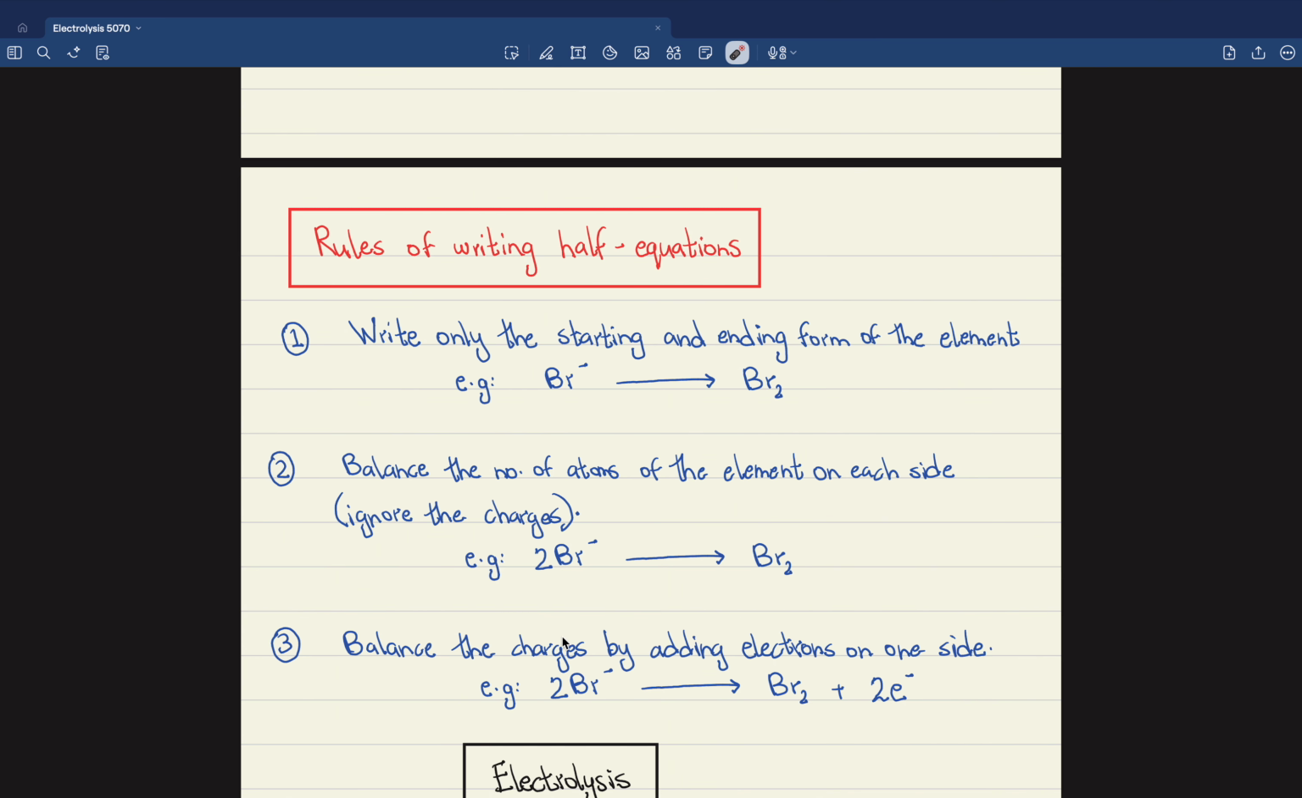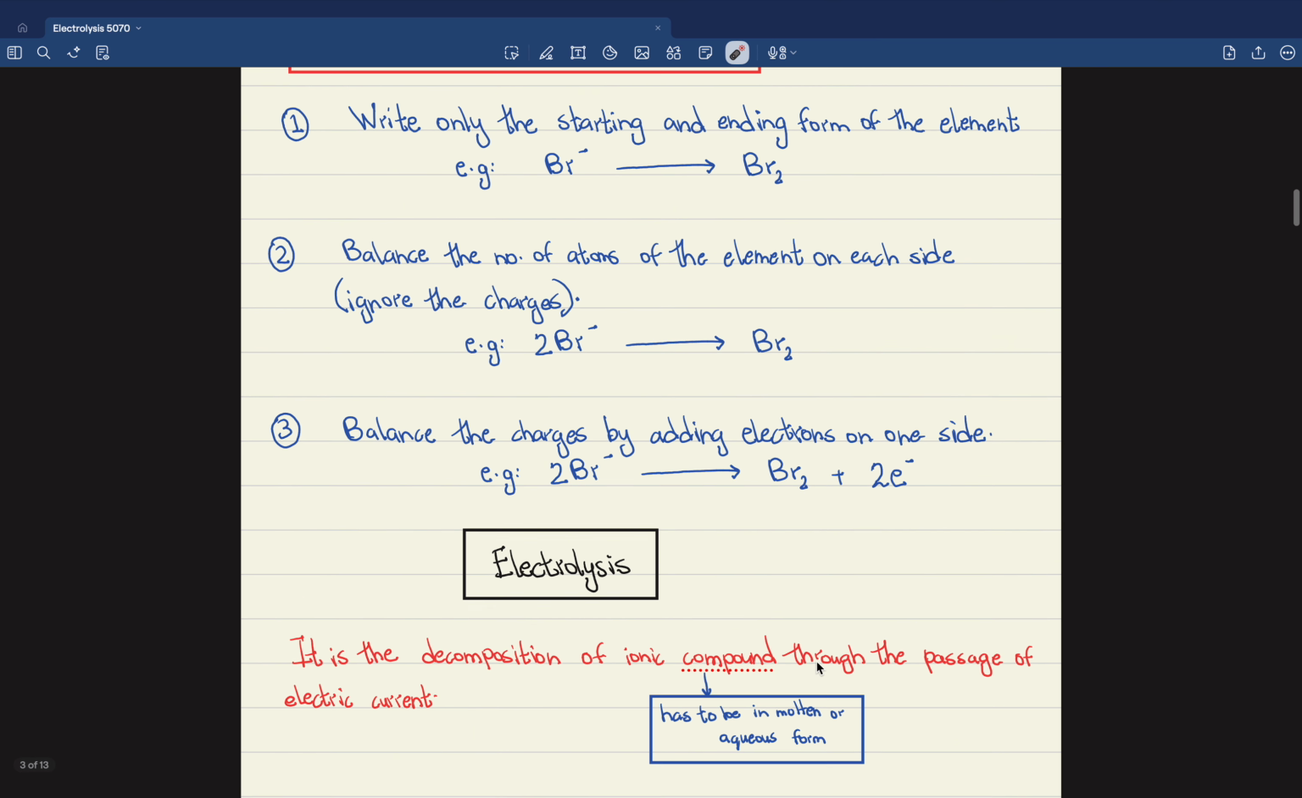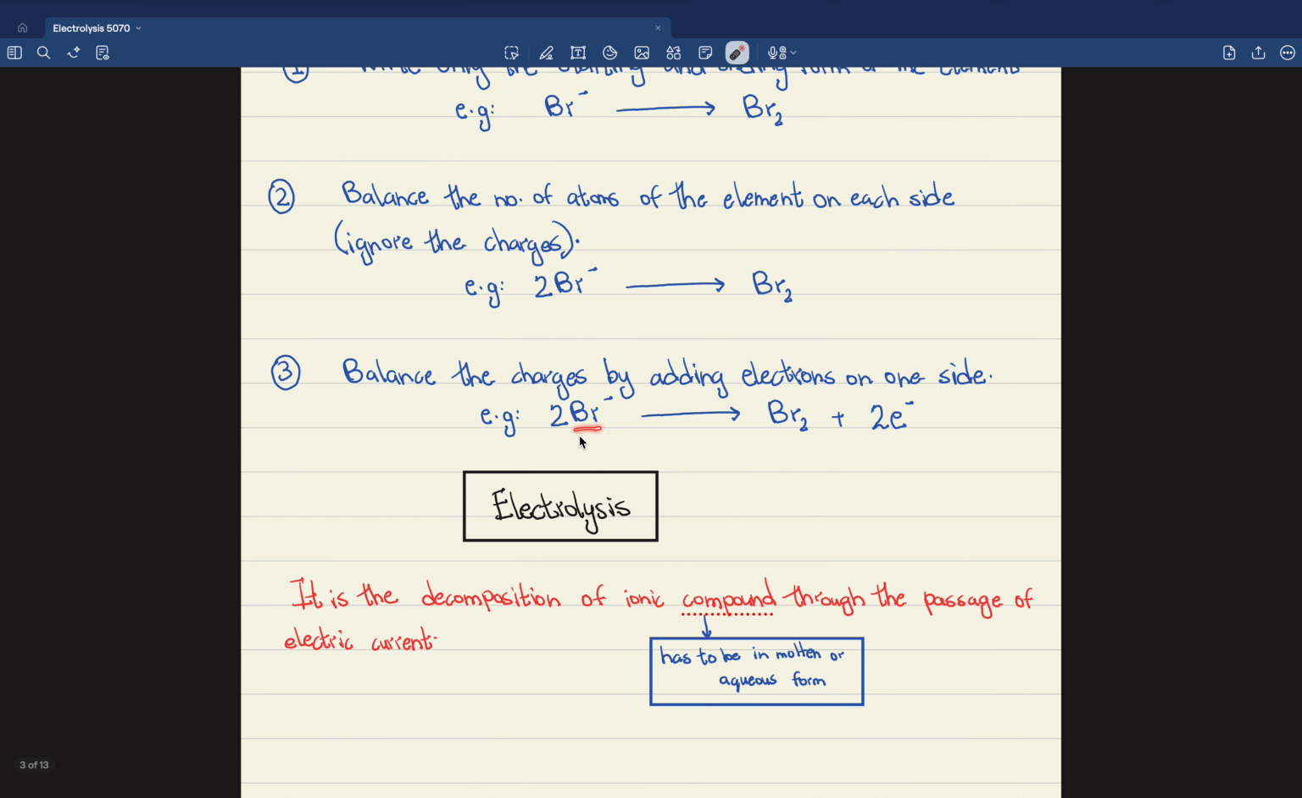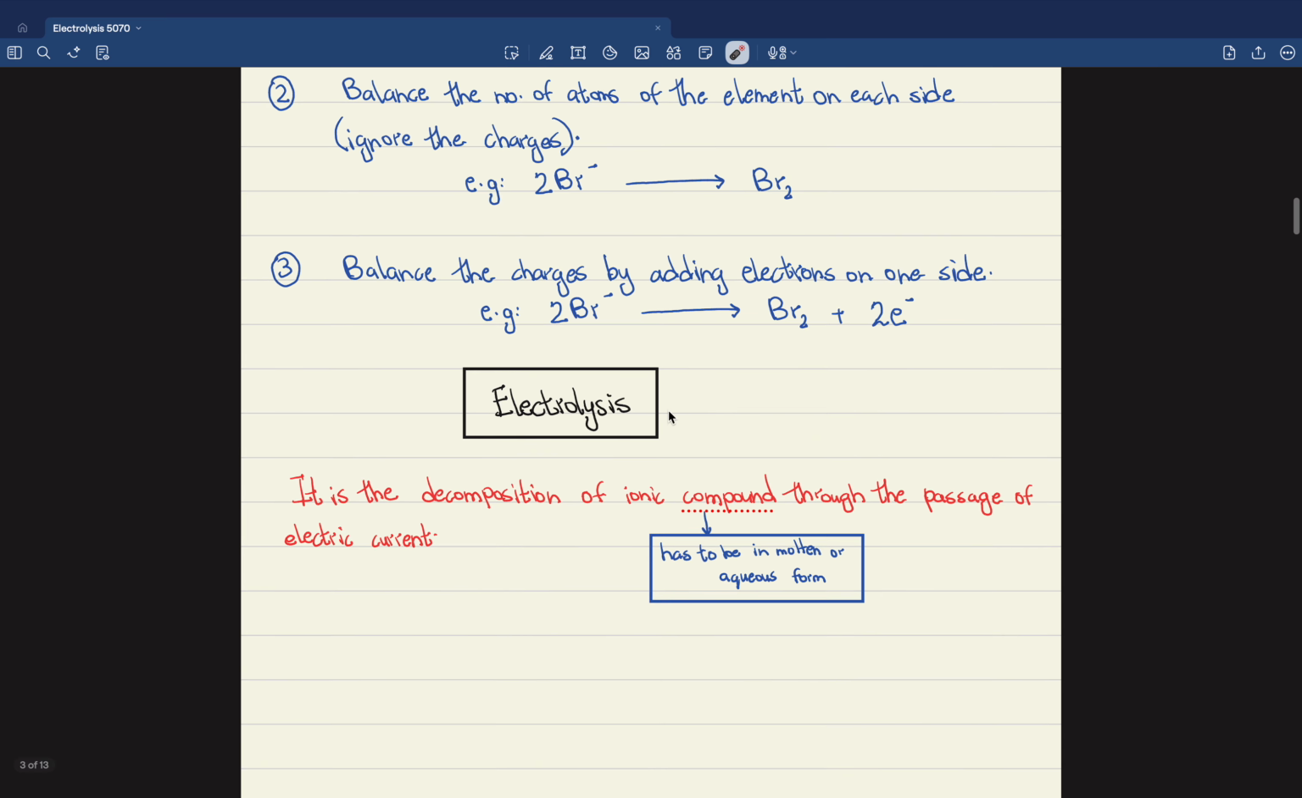ठीक है, और आखिरी में वी बैलेंस द नंबर ऑफ चार्जेस बाय एडिंग इलेक्ट्रॉन्स टू वन साइड. अगर वो anion है, उसने इलेक्ट्रॉन्स लूज करने हैं, तो द इलेक्ट्रॉन्स विल बी ऑन द राइट साइड, एंड इफ इट्स अ पॉजिटिव आयन देन द इलेक्ट्रॉन्स हैज़ टू बी ऑन द लेफ्ट साइड सो दैट द पॉजिटिव आयन gains the electrons and gains stability, goes towards neutrality, discharges itself, right?